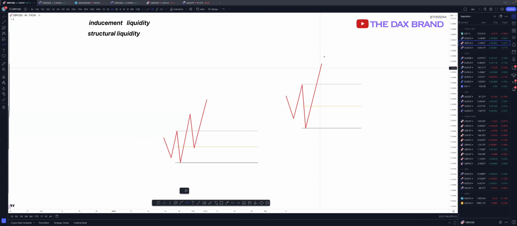Whatever happens here is liquidity. That being said, your structural liquidity must be very close to where this money is. Your structural liquidity must be either at the 50% or below it. Please take note of this. You want to keep that at the back of your mind.